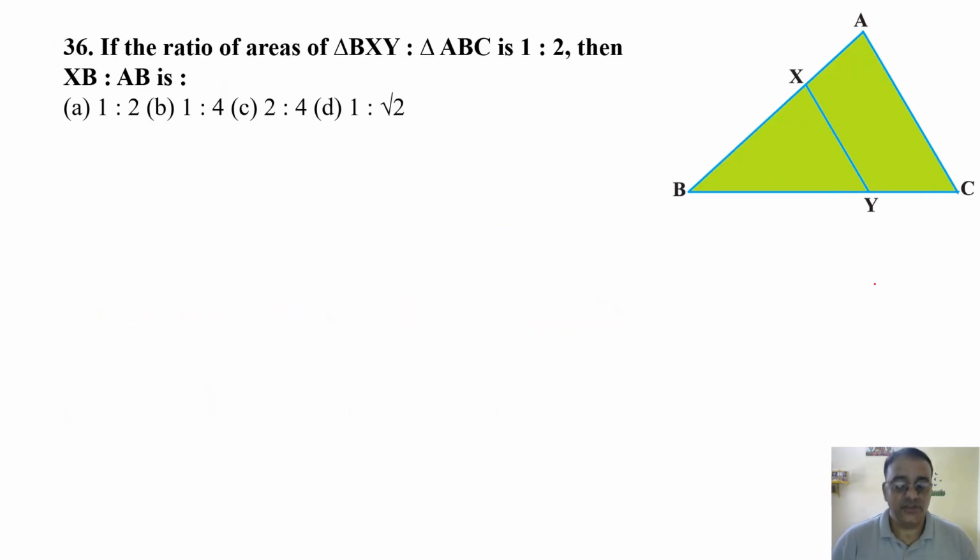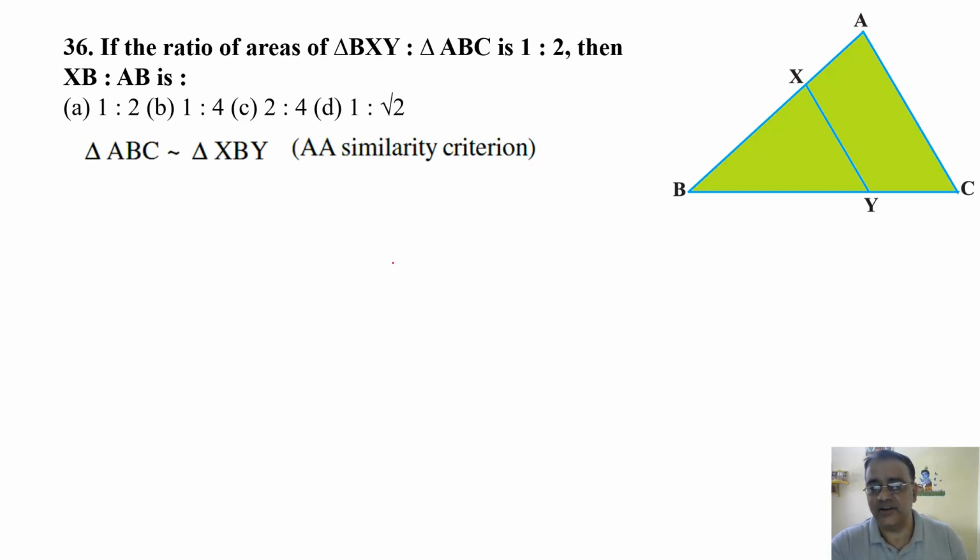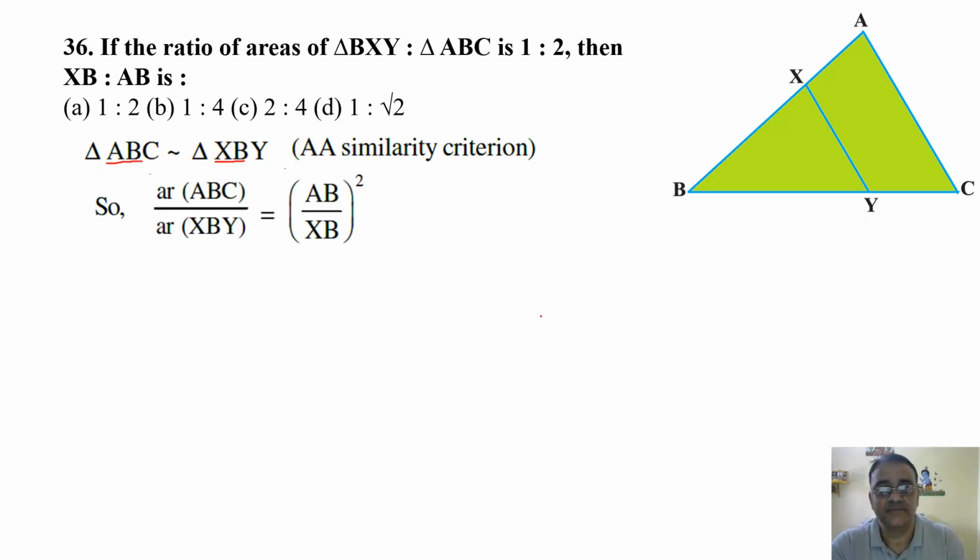So now the last question of this case study question, if the ratio of areas of triangle BXY to triangle ABC is 1:2, right? So then XB is to AB is dash. So it is given that these two triangles are similar. Now we have already proved, okay? And the ratio of areas of two similar triangles is equal to the ratio of the square of their corresponding sides. So the ratio of areas of these two triangles is equal to AB square upon XB square, right?